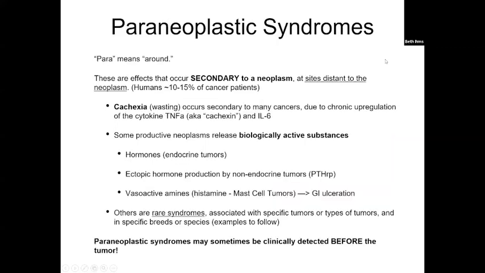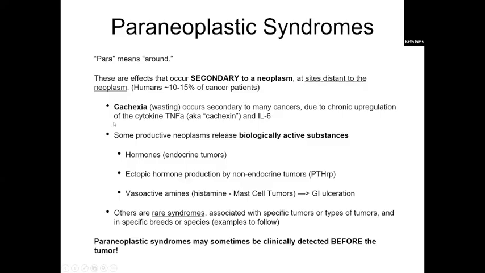Okay. Paraneoplastic effects. So these are a little bit less obvious and more interesting. I think this could be the whole PhD topic for somebody, different paraneoplastic effects. Para means around. So these are syndromes that occur around the neoplasm. They are secondary to the neoplasm, so they're caused by the neoplasm, but they're at distant sites. So these are things that are going to enter the bloodstream and act usually systemically or somewhere distantly. In humans, about 10 to 15 percent of cancer patients will have some kind of paraneoplastic effect from their tumor.